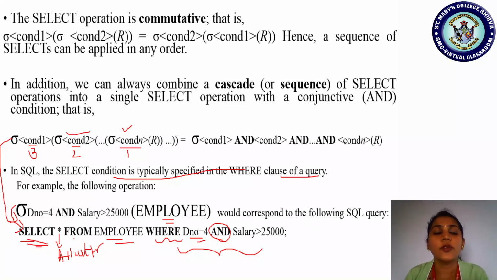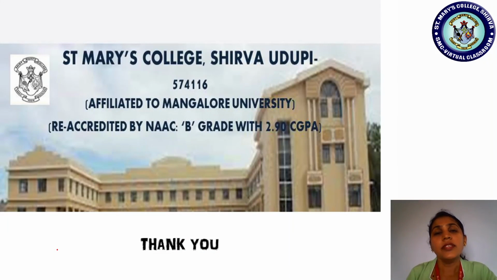Is that clear? Remember the concept: the select operator is applied to a single relation, and it results in two sets of tuples. One set satisfies the condition, and another set of tuples does not satisfy the condition. Yes, with this we have finished discussing the select operator. In our next class we shall discuss the other unary operator, project. Thank you.